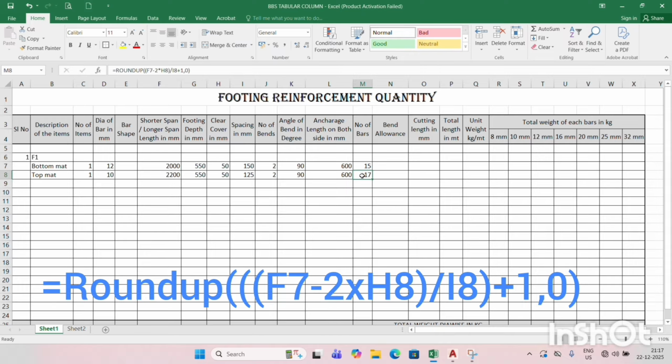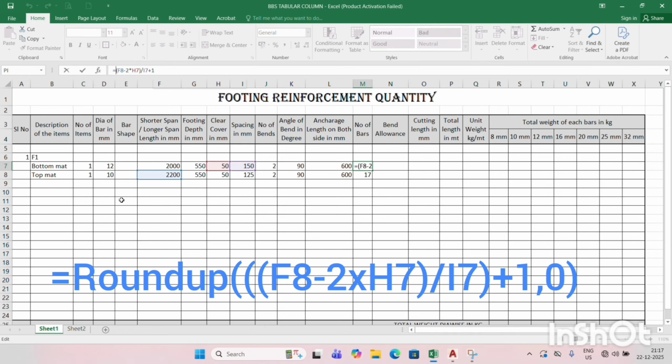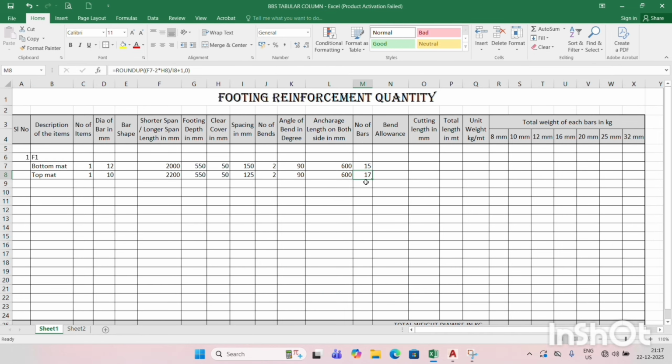And the same formula is to be entered over here also. Here also this is equal to ROUNDUP, open bracket, come to the end of this formula and put a comma and close bracket. This is the round up formula. Then the number of bars has been calculated.